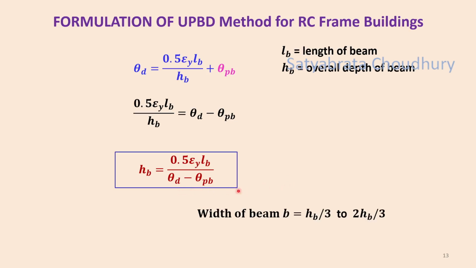Now how to get the width of the beam, depth of the beam from this equation? Width of the beam is not a big thing. Generally width of beam is taken as 1/3 of the depth to 2/3 of the depth of the beam. So that can be easily obtained.